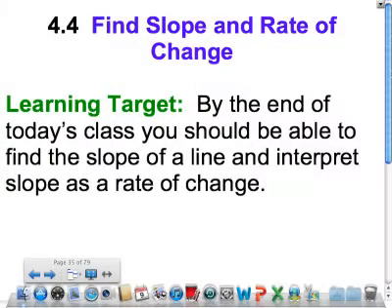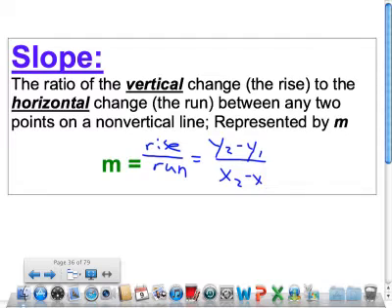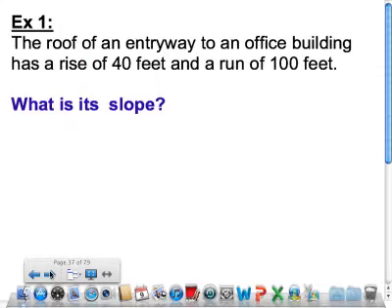Okay, in section 4.4, we're going to look at finding slope and rate of change. Again, ideas that are hopefully going to serve as a review for you as opposed to something that's brand new. Okay, so remember, we use M for slope, and the ratio of the vertical change, the rise, to the horizontal change, the run, is called the slope. You can think of this as rise over run. That's the same thing as saying the change in Y over the change in X. Just make sure you're consistent there with X2, X1, Y2, and Y1.